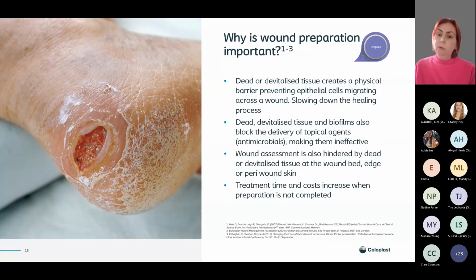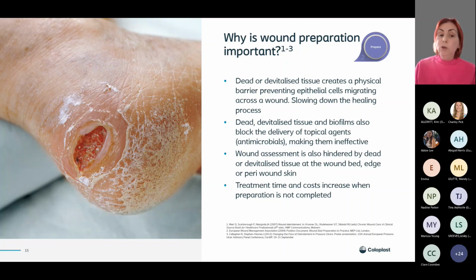It's so important, and as I keep saying, it's a fundamental part of that patient's wound management plan. We know that dead and devitalized tissue will create a physical barrier. It prevents those epithelial cells migrating across a wound. Wounds heal from the wound edge, so epithelialization will take place from the edge of the wound. So we really need a good, healthy wound edge to allow that process to happen.